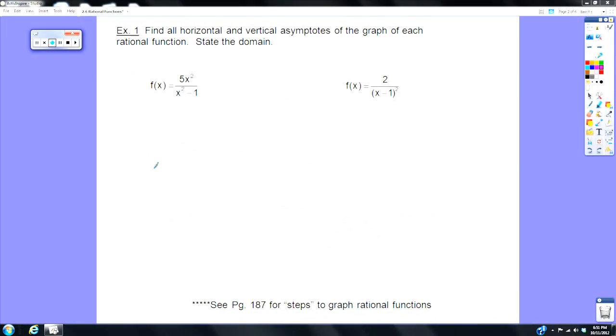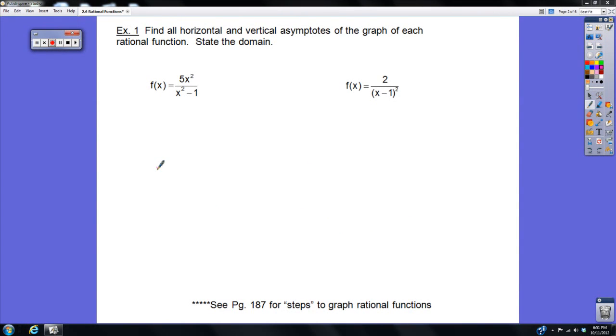Alrighty, example 1. Find all horizontal and vertical asymptotes of the graph of each rational function, and we're going to state the domain. And I'm actually going to sketch the graph for you because I think having a visual of what's going on helps you understand things better. So we're going to find all horizontal and vertical asymptotes. So I'm going to write vertical. I like to find those first. Horizontal. And then we're going to state the domain. And like I said, I like to sketch the graph because I think it helps you understand better what's going on.